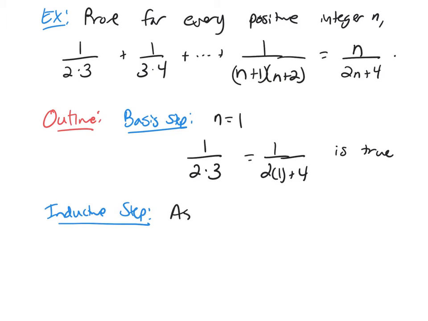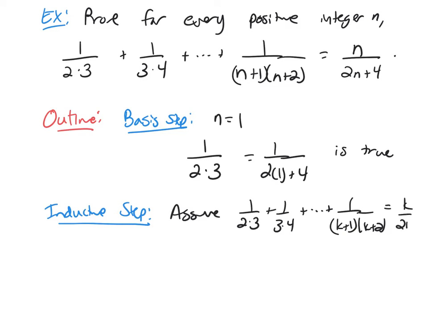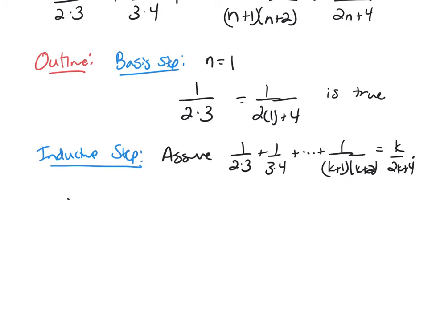So we're going to assume 1 over 2 times 3 plus 1 over 3 times 4 all the way up through 1 over k plus 1, k plus 2 equals k over 2k plus 4. Again, for some positive integer k.